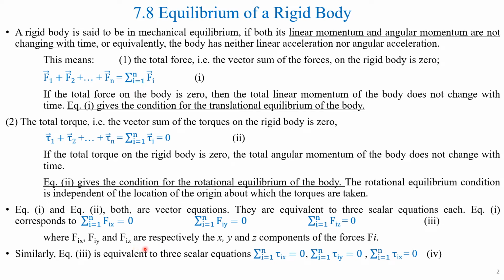Similarly, we can apply it for the torque tau. So we can write sigma tau ix equal to 0, sigma tau iy equal to 0 and sigma tau iz equal to 0, all with summation from i equals 1 to n. Let it be equation 4. Here tau ix, tau iy and tau iz are respectively the x, y and z components of torque tau i.